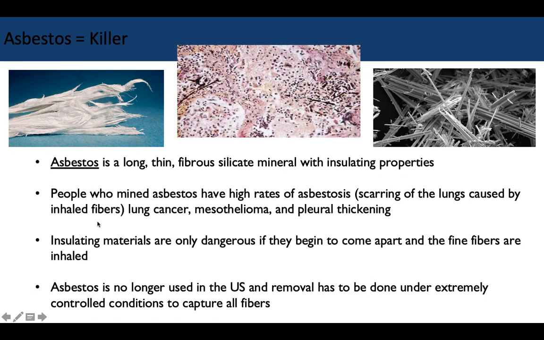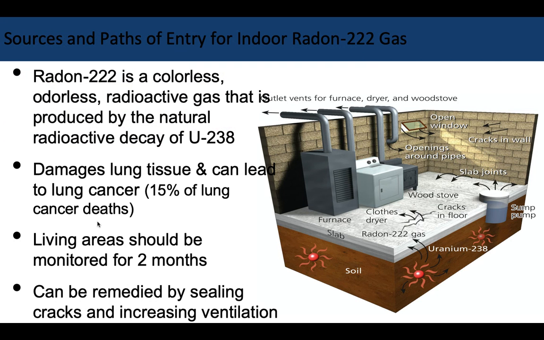Asbestos is a long, thin, fibrous silicate material with insulating properties. People who mined asbestos, who collected it from the earth, have really high rates of asbestosis, which is a scarring of the lungs caused by the fibers that were inhaled, lung cancer, mesothelioma, and pleural thickening. Insulating materials are only dangerous if they begin to come apart and the fibers are inhaled. Asbestos is no longer used in the U.S., and removal has to be done under extremely controlled conditions to make sure that all the fibers are captured and can't be inhaled.